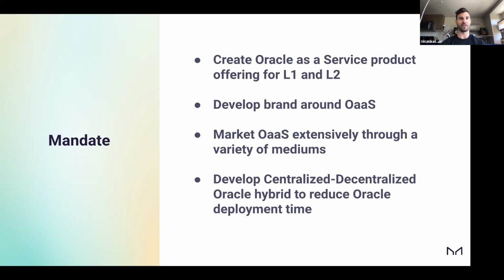So what we want to do is turn around an Oracle within 48 hours of a customer demanding it. So how do you do that, right? Well, this is what this centralized, decentralized Oracle hybrid is. It is essentially an Oracle that starts off as centralized and just becomes decentralized over time.